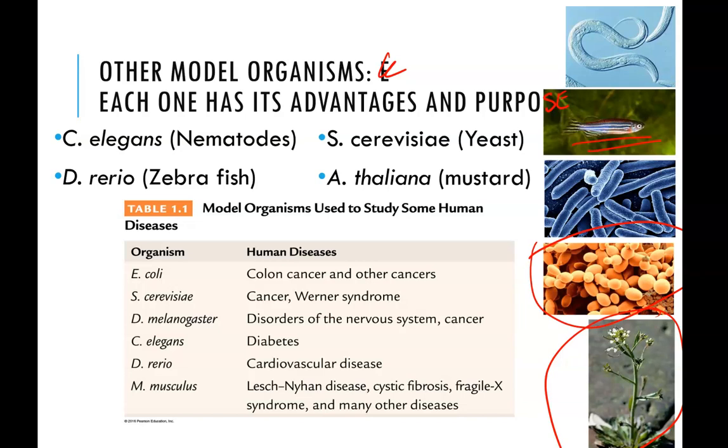So there's a few other examples of human diseases that can be studied using these different organisms. I'm not going to go through all of them. You can kind of look through and see if there's anything that interests you there. You don't have to memorize those diseases, just sort of understand the purpose of how these model organisms are used.